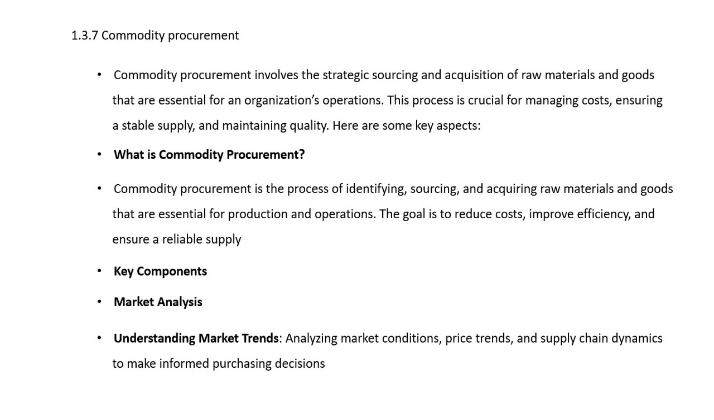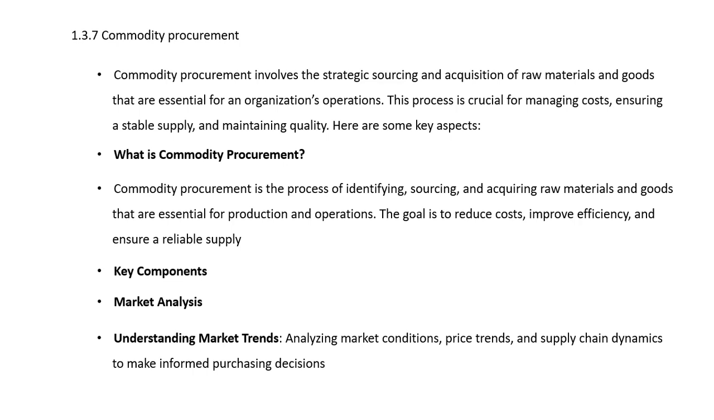Let's move to the last point, commodity procurement. Commodity procurement involves the strategic sourcing and acquisition of raw materials and goods that are essential for an organization's operations. This process is crucial for managing costs, ensuring a stable supply, and maintaining quality. Here are some key aspects.